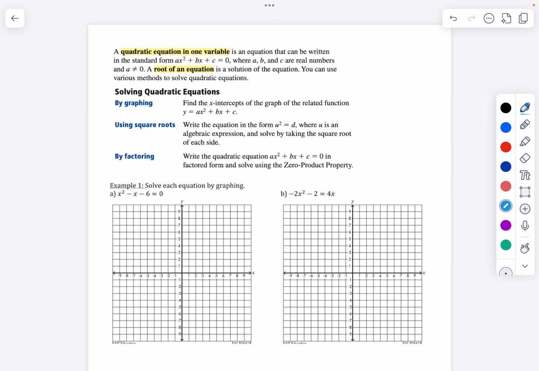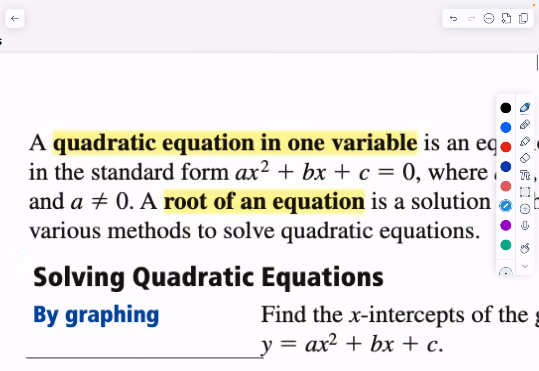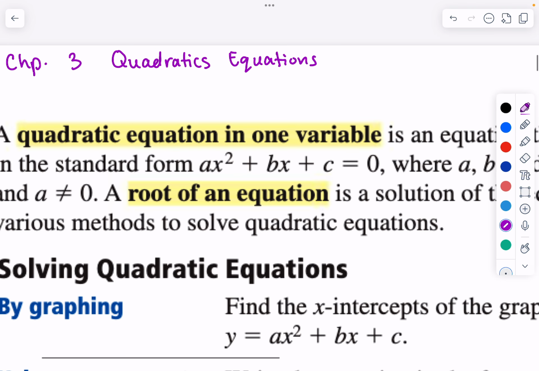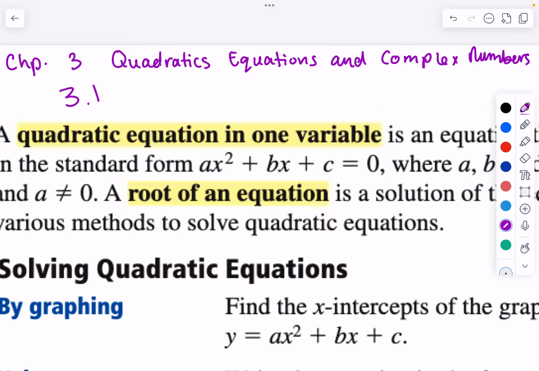Okay, so today we are going to be learning the first lesson of Chapter 3. If you want to write the title of Chapter 3, it is Quadratic Equations and Complex Numbers. It's the title of the chapter. Okay, this particular lesson, 3.1, is called Solving Quadratic Equations.